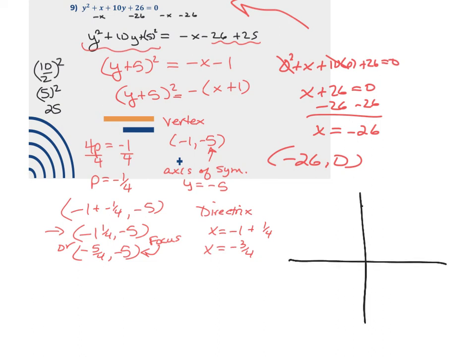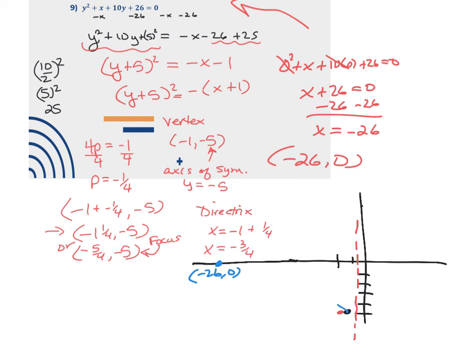I'm going to graph the vertex, negative 1, negative 5. I can graph my directrix, which is at x equals negative 3/4. I can graph my focus, which is at negative 1 1/4, comma, negative 5. Like right there. And then if you want to try to graph this x-intercept, we can say that it's way down here, negative 26, comma 0.